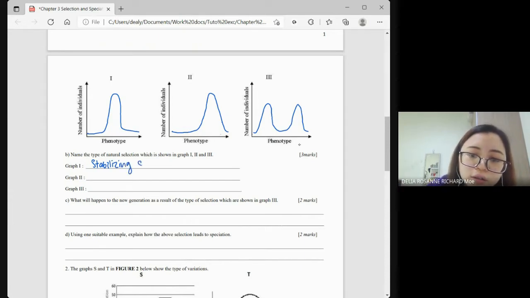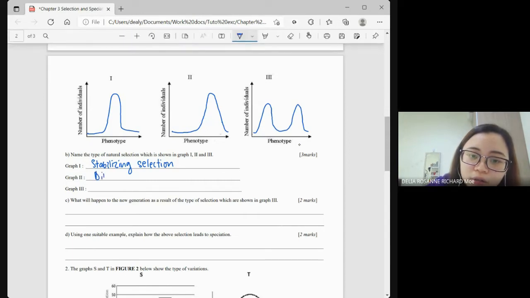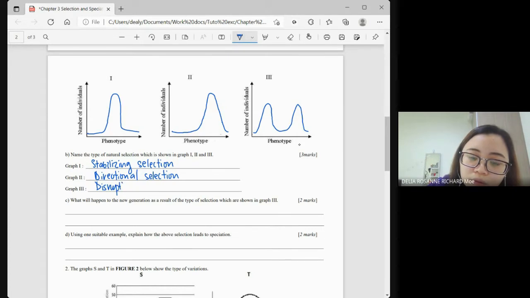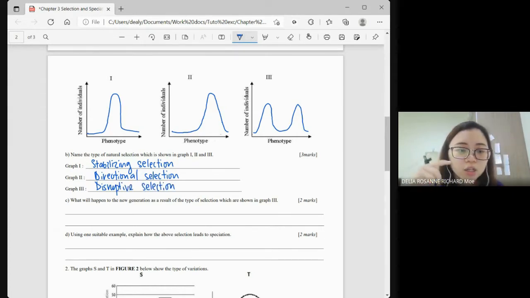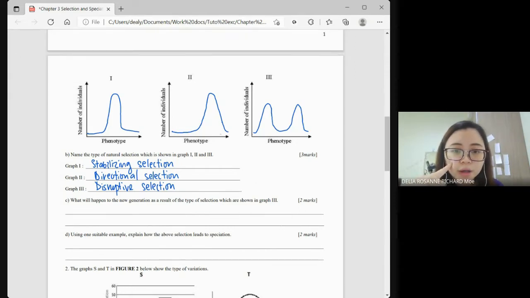So this is what you probably think about when you had our discussion before the break. So I don't think I need to explain a lot. I'm just reading this in case you cannot see my presentation. Graph 1 is stabilizing selection. Graph 2 is directional selection. And graph 3 is disruptive selection.